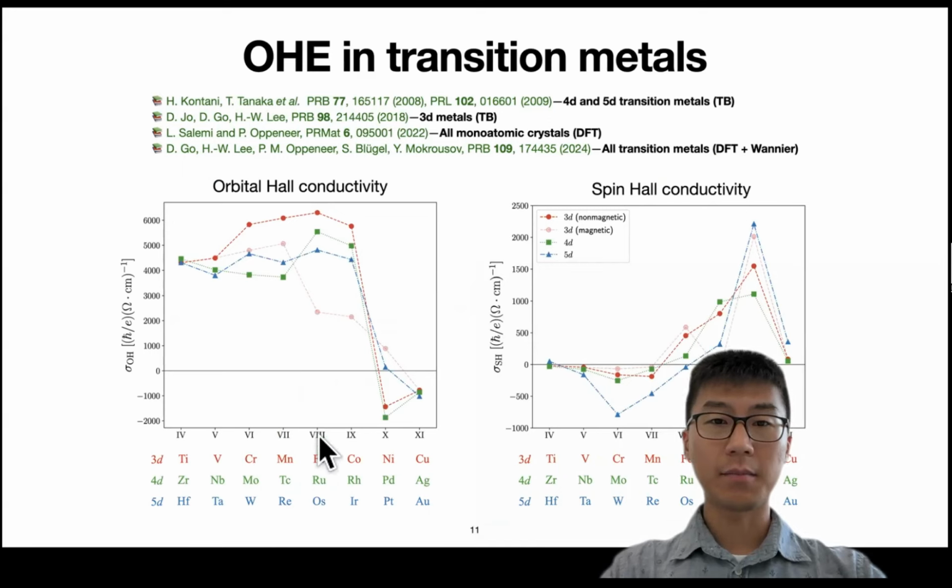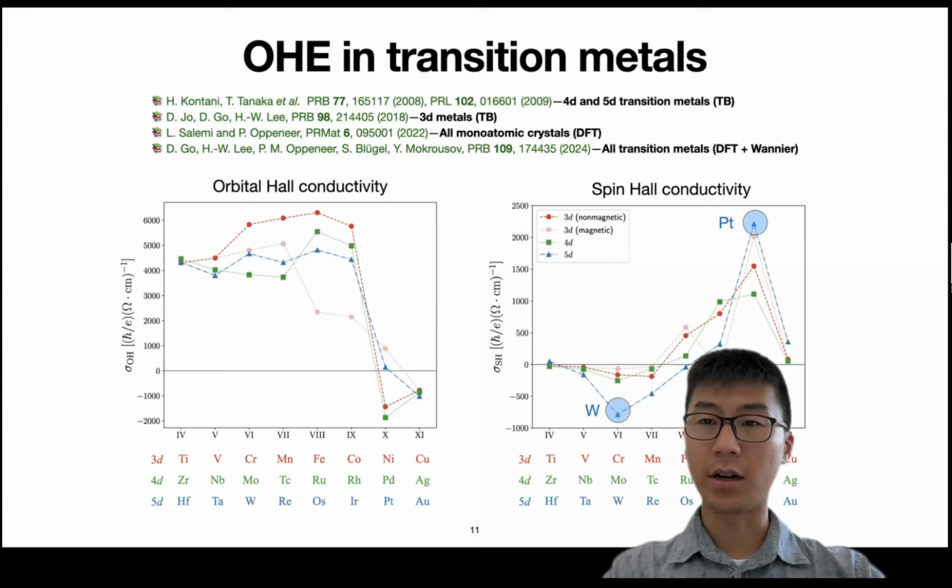And orbital Hall effects in transition metals have been studied in many different works, already from Kontani and Tanaka, by Go, Jo, Lee and Zhou, by Salemi and Oppeneer, and also by myself. And this viewgraph shows the orbital Hall conductivity and spin Hall conductivity of all d transition metals. And the first thing that you notice is that orbital Hall conductivity is way bigger than the spin Hall conductivity when you look at the scale of the plot.